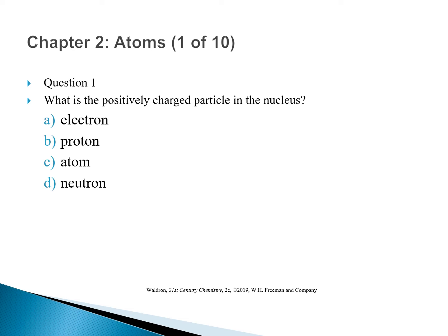Let's take a look at some of the questions. Question 1. What is the positively charged particle in the nucleus? A. Electron. B. Proton. C. Atom. D. Neutron. This is more of a definition question. I'll give you 10 seconds to think about it. Feel free to pause here. The correct answer is B. Proton.